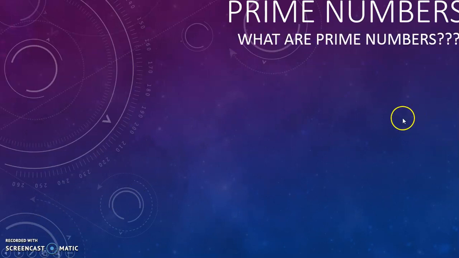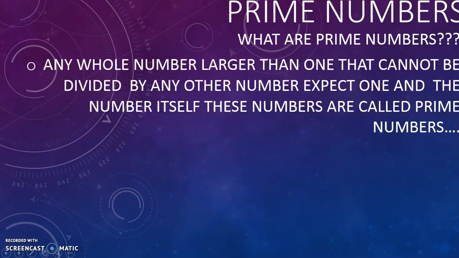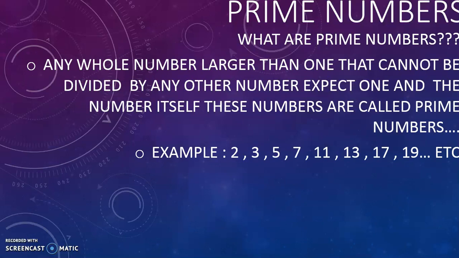What are prime numbers? Any whole number larger than 1 that cannot be divided by any other number except 1 and the number itself. These numbers are called prime numbers. Example: 2, 3, 5, 7, 11, 13, 17, 19. These are all the prime numbers from 1 to 20.